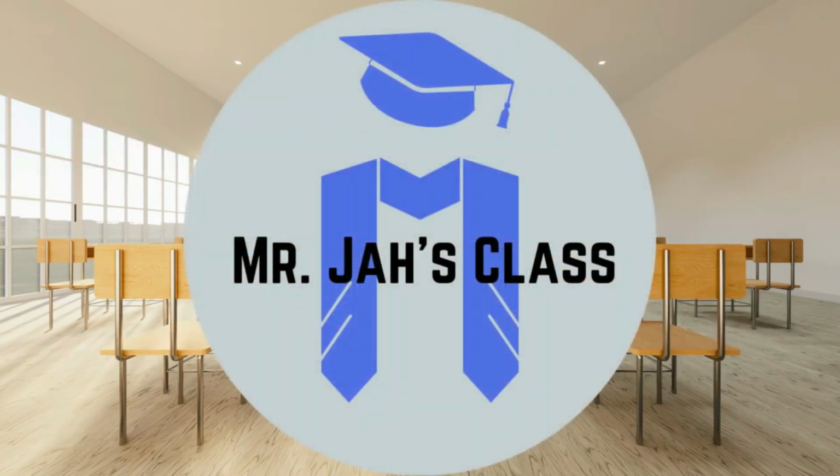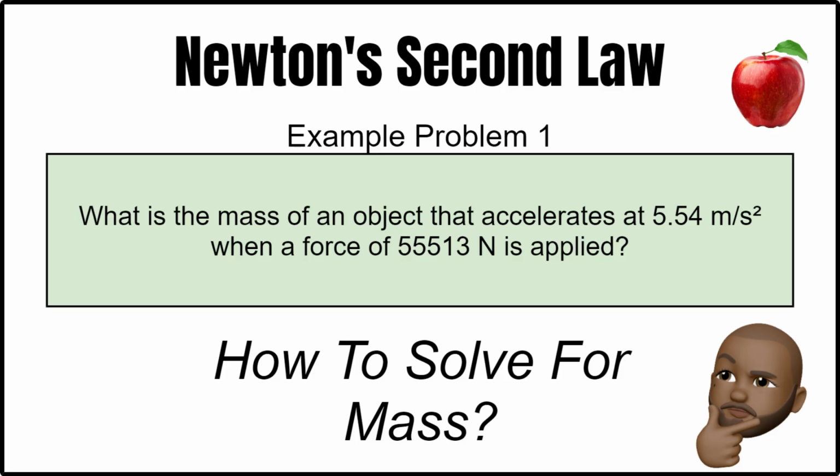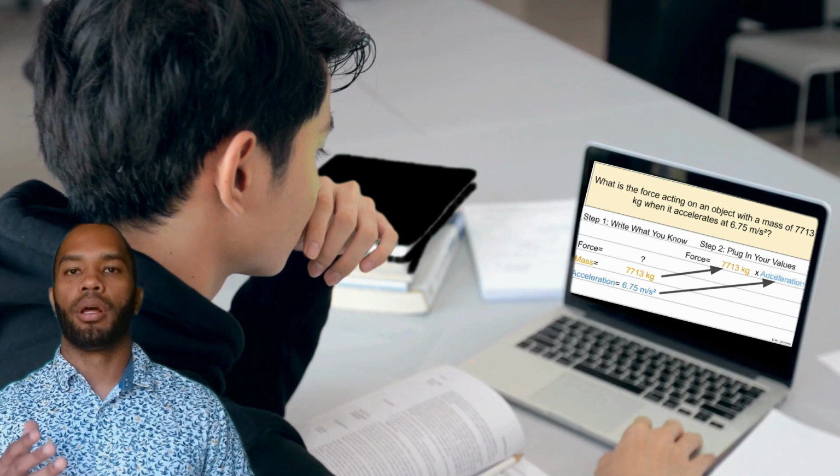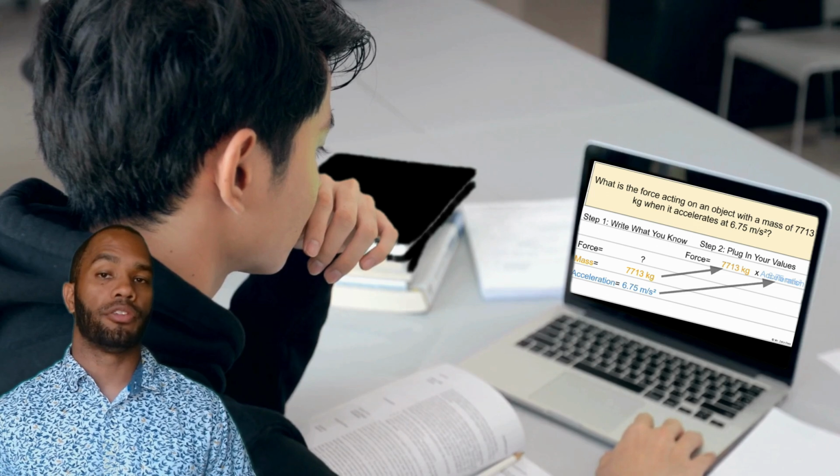Let's get started. How to solve for mass when dealing with Newton's second law. Let's take a look at this problem. What is the mass of an object that accelerates at 5.54 meters per second squared when a force of 55,513 newtons is applied?